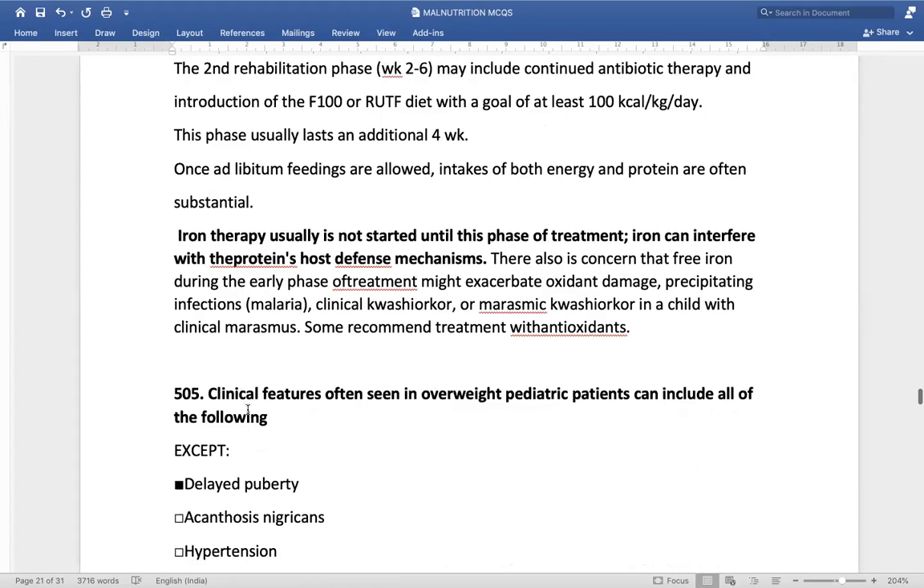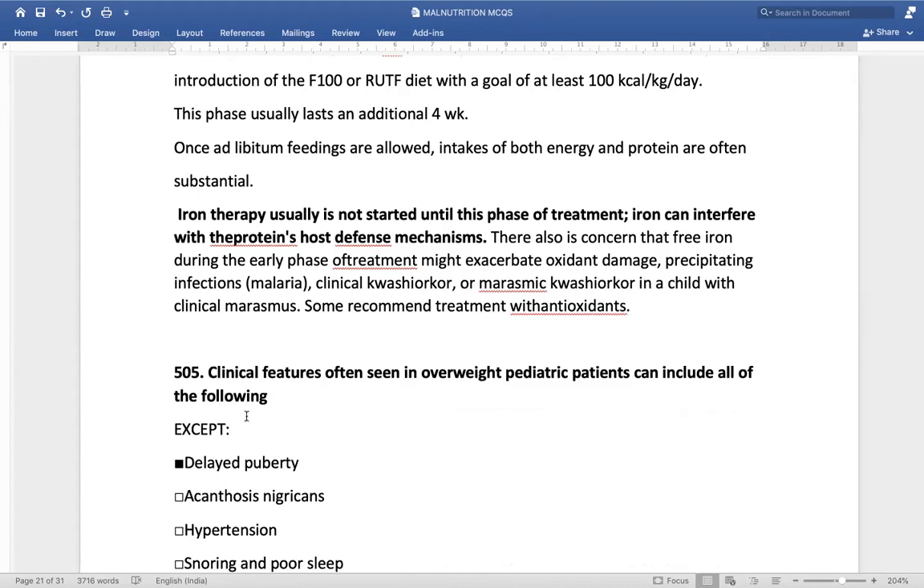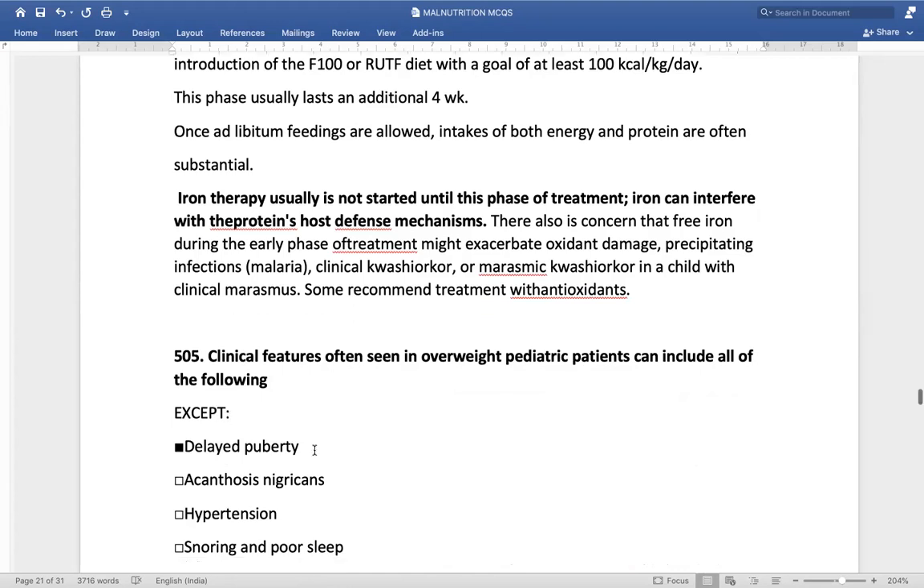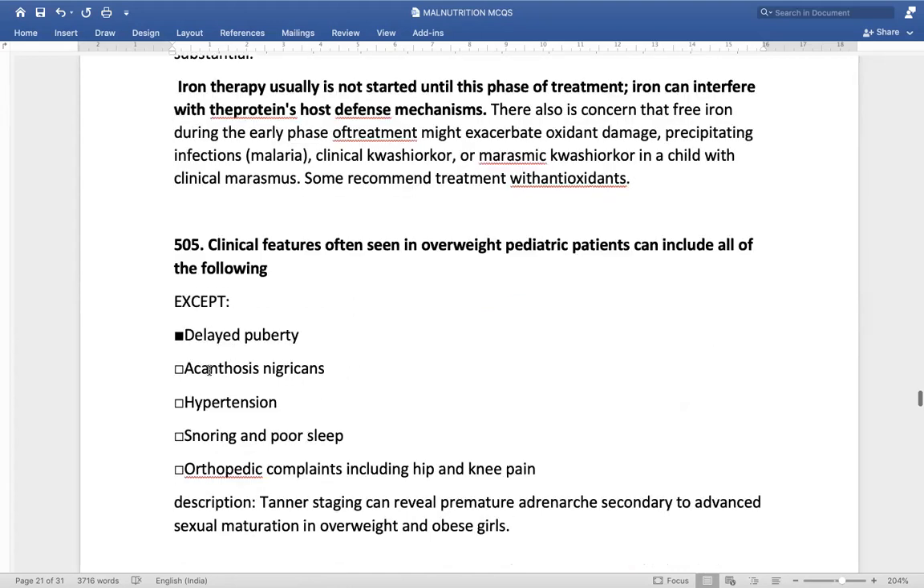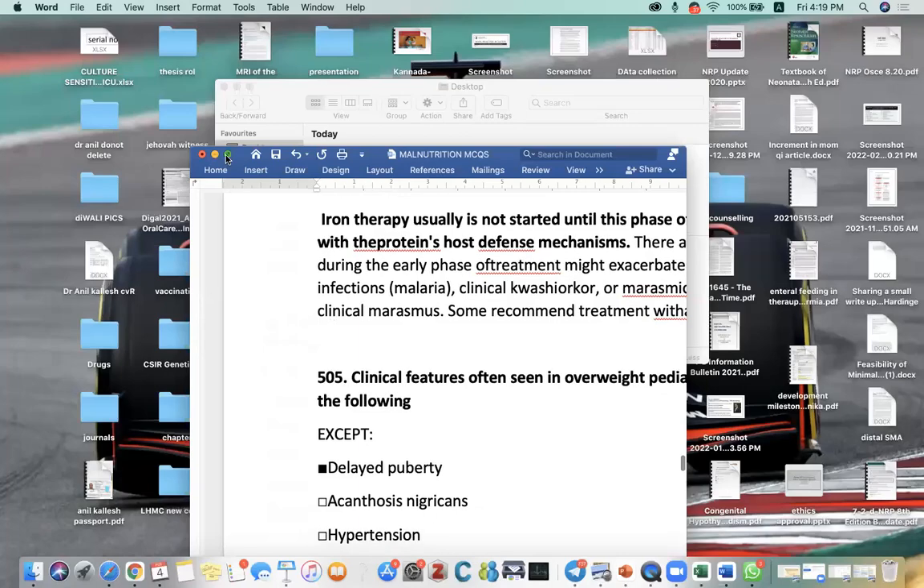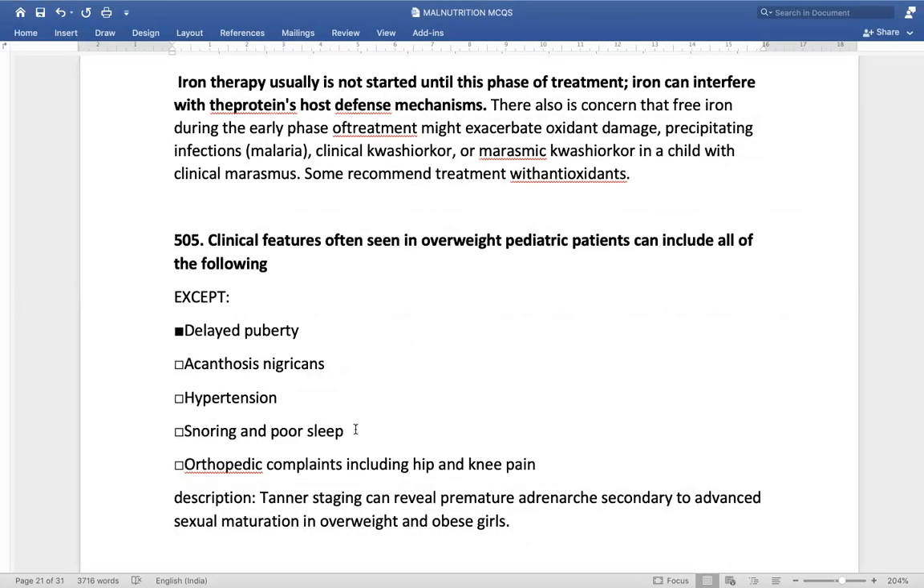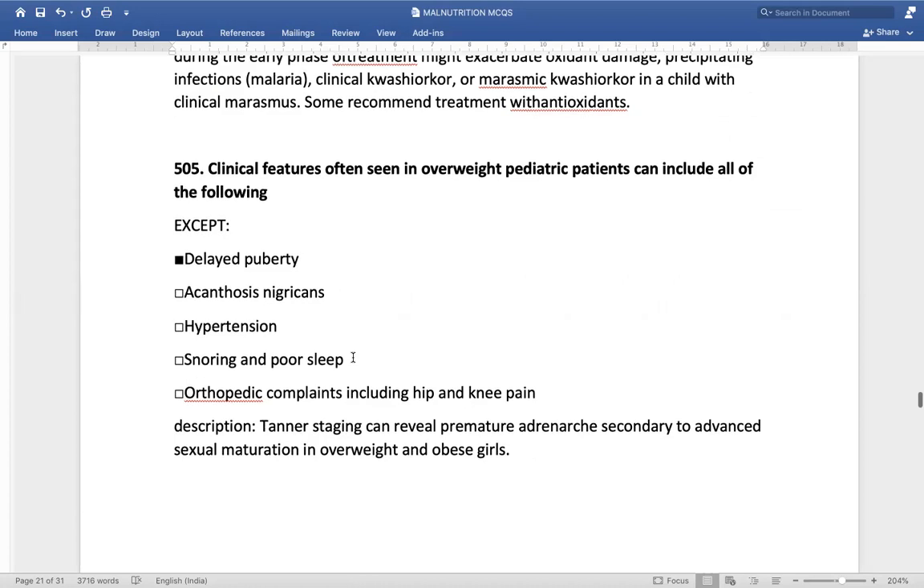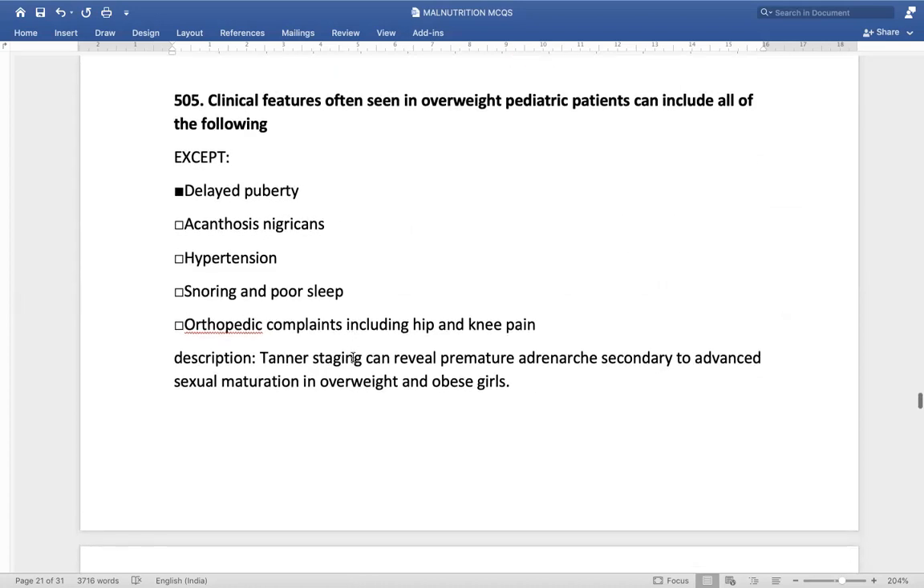Okay. So what are the clinical features that are seen in overweight pediatric patients and which is not seen? That is, the clinical features are seen in overweight pediatric patients except. So what is not seen: acanthosis nigricans is definitely seen. Hypertension is seen, and snoring and poor sleep, and orthopedic complaints like hip and knee pain are definitely seen. So what is not seen is delayed puberty. So overweight and obese children are prone to advanced pubertal age.